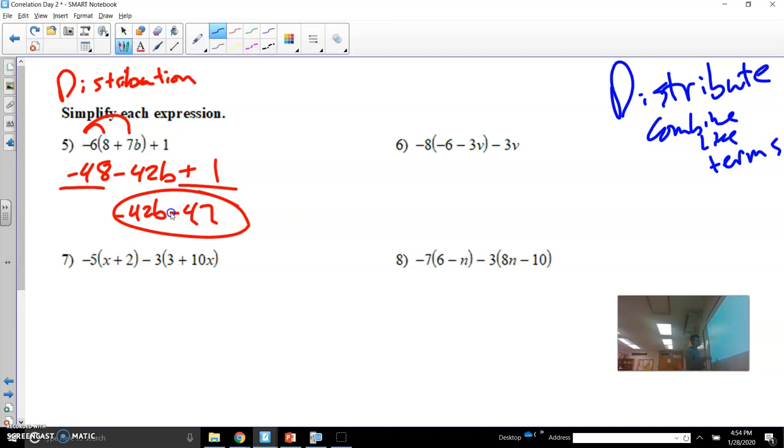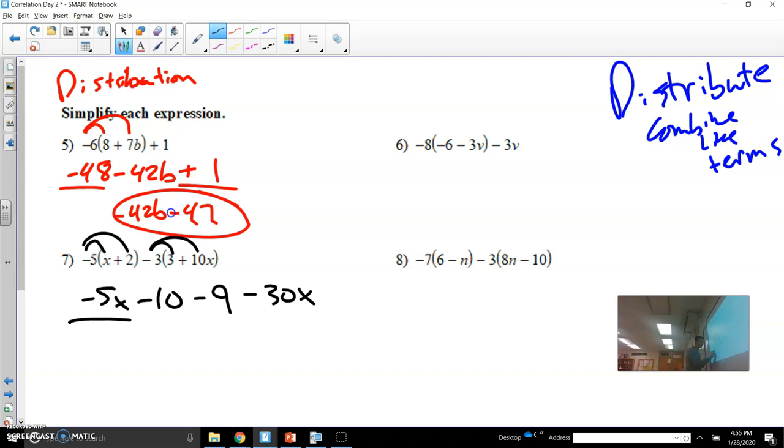I'm going to change colors. Multiplication, -5 times x, -5x. -5 times 2, -10. We're now going to distribute again, but we're going to use a different number. -3 times 3, -9. -3 times 10x, -30x. So now we look for like terms.